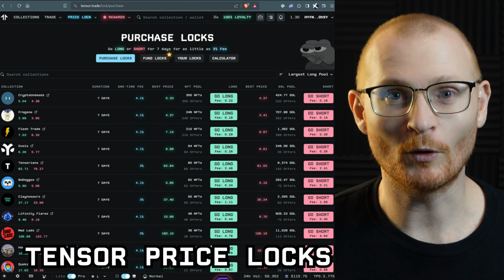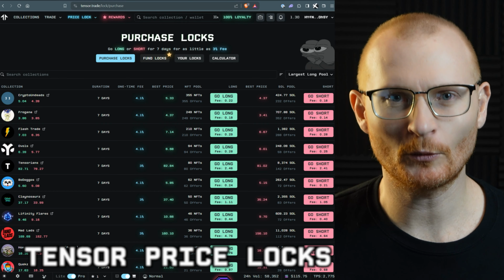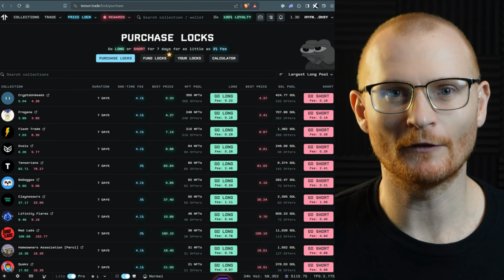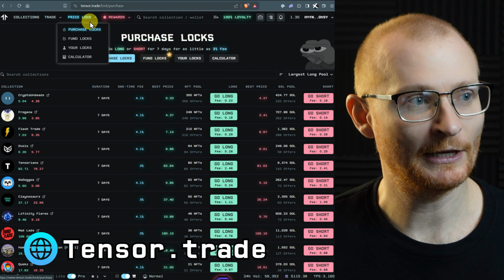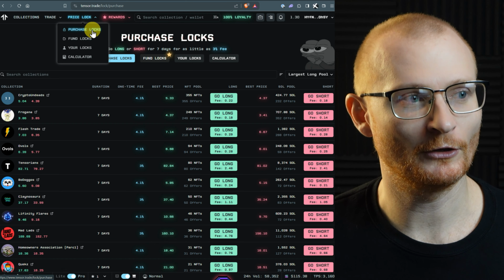Tensor Price Locks. What is this new feature from Tensor, and how do we use it to make profits on NFTs? So here we are at Tensor.trade, and as we can see, purchase locks. This is the option here. We go up here to Price Lock and then just click on purchase locks.